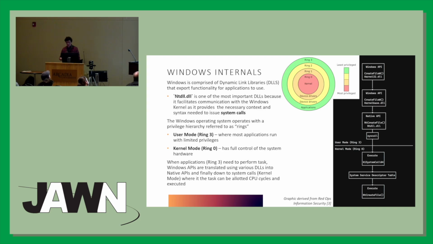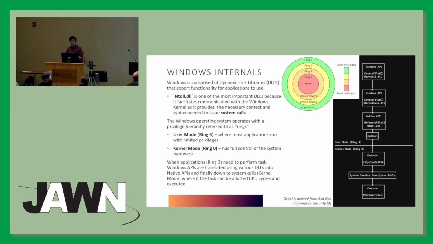So when an application in ring 3 needs to perform a task, Windows APIs are translated using various DLLs into native APIs, and then finally down into system calls into kernel mode, where that task can be allotted CPU cycles and then actually be executed. On the right here, we have a lovely little diagram that shows an execution flow of how Windows APIs are translated into NTAPIs and then into syscalls.